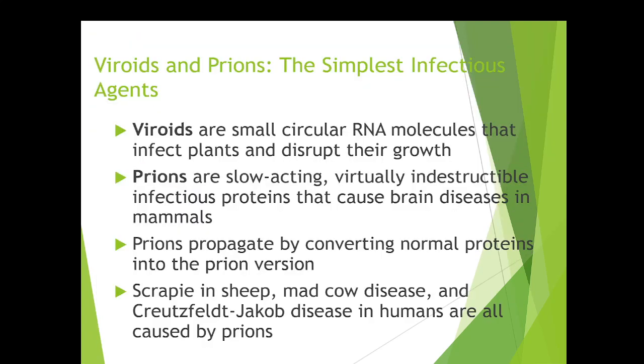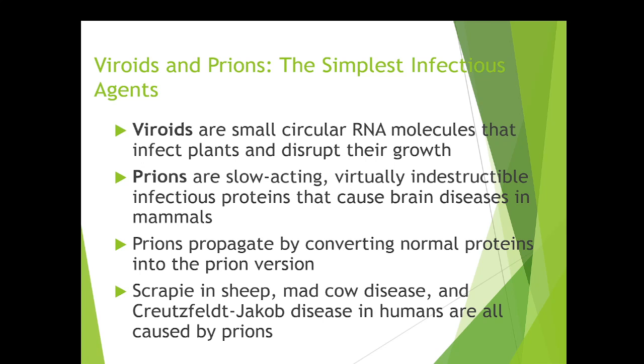The last little bit we're going to talk about here is actually other infectious agents besides viruses. And these are viroids and prions. Now, a virus has to have genetic material and a protein coat. Well, these are like the two pieces of a virus. A viroid is a small circular RNA molecule that infects plants and disrupts their growth. So notice, it's just nucleic acid.